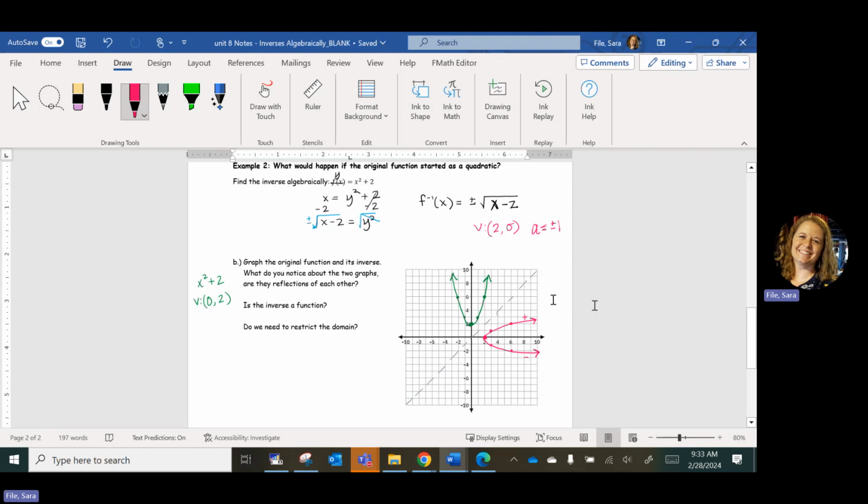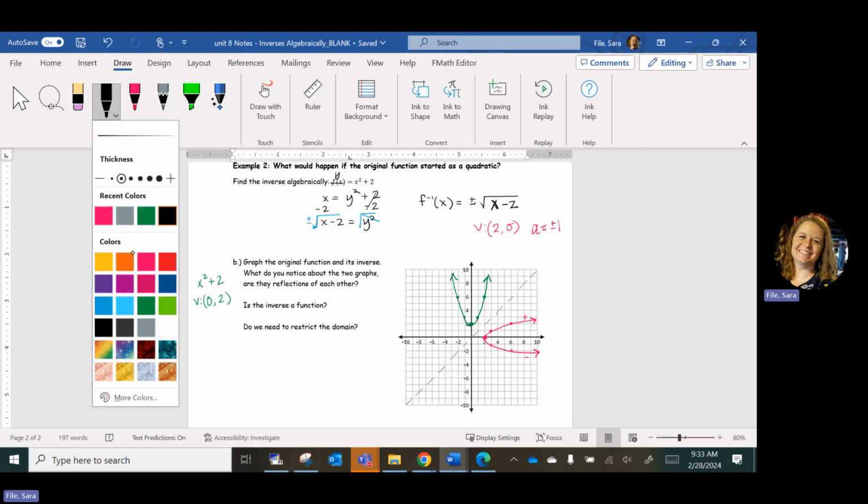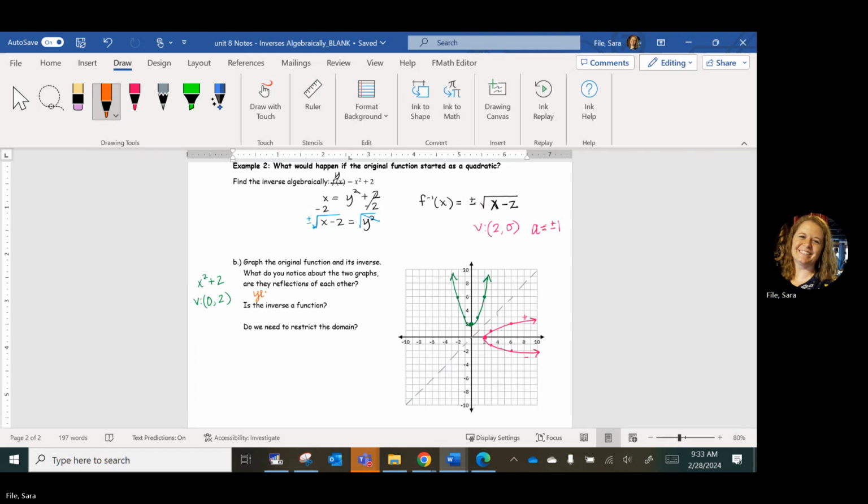Okay, are they reflections of each other? The answer here this time is yes. Is the inverse a function? This time your answer is no. Fails the vertical line test. Okay, and then do we need to restrict the domain? No. The domain of the inverse is 2 to infinity, no matter what. Whether we restricted the domain of the original, the domain of the inverse would stay the same.